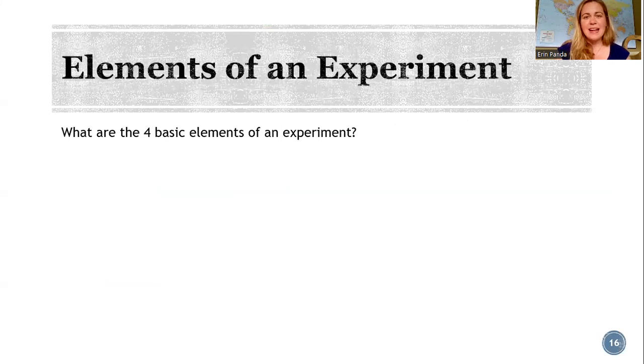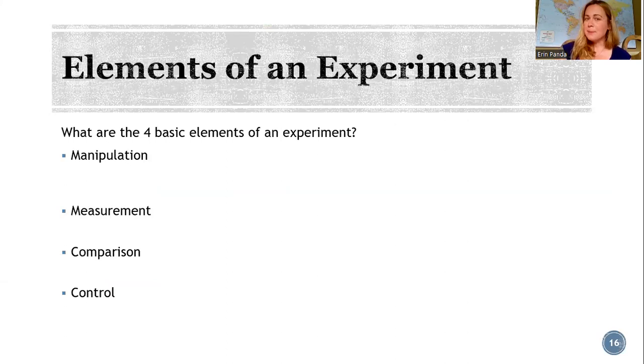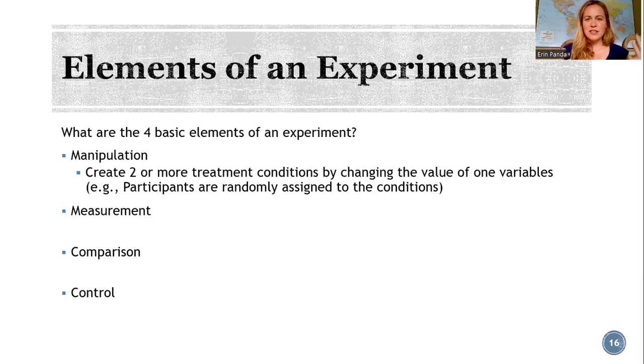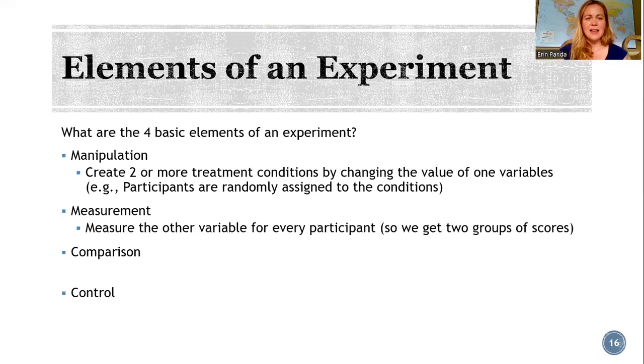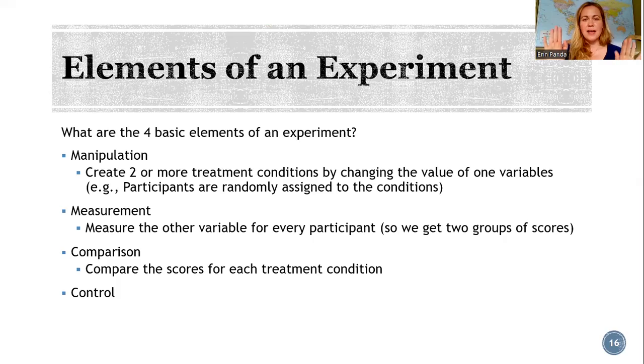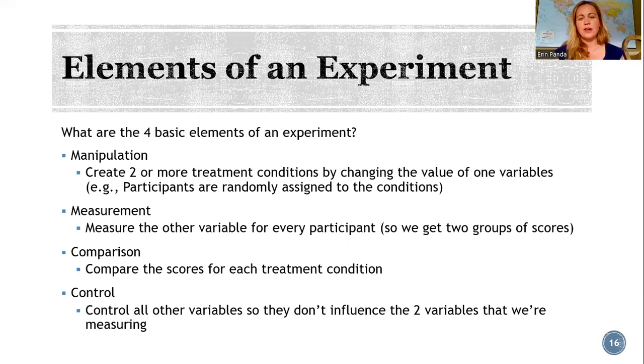So there's 4 basic elements of an experiment: manipulation, that creation of the different treatment conditions and randomly assigning people to receive the different conditions; measurement, measuring that dependent variable for every individual so that we get 2 groups of scores; comparing those 2 groups using statistics, all the while controlling for other variables so that they can't provide an alternative explanation for the results.